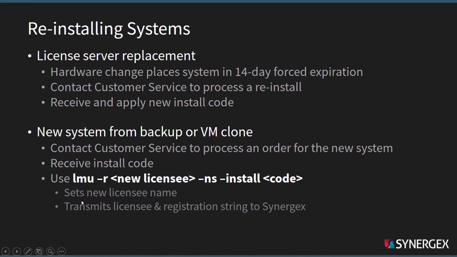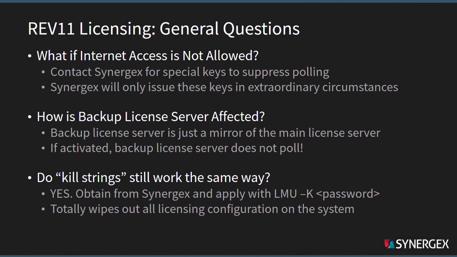So LMU-R changes the licensee name, makes it a network server, and installs the new install code, which will contact the server, provide all the information, grab the keys, and install them. So it's all based around that 4-digit install code, basically.